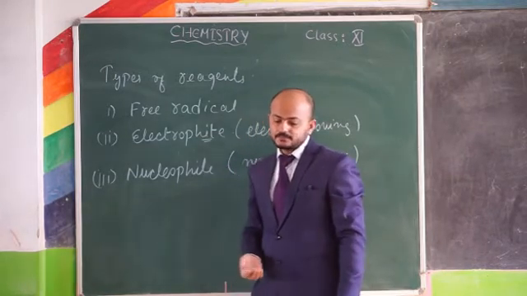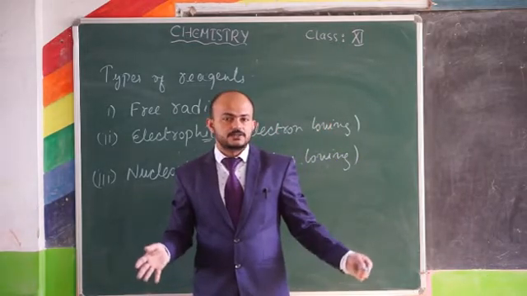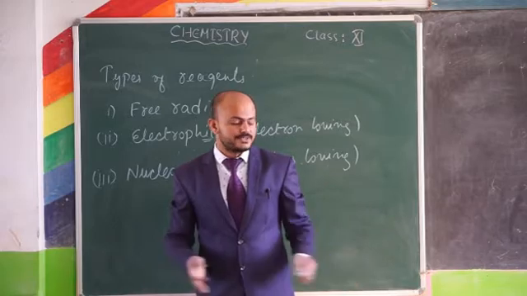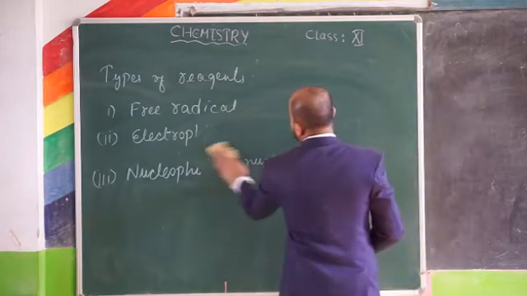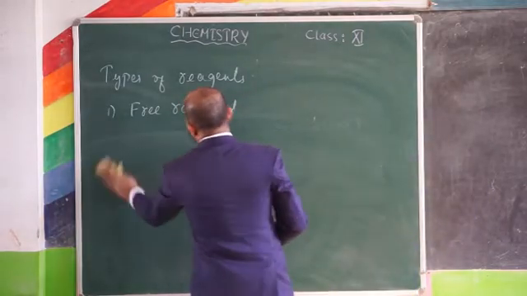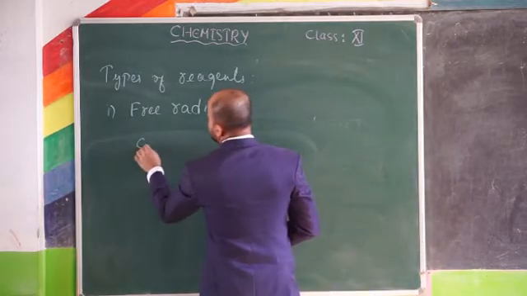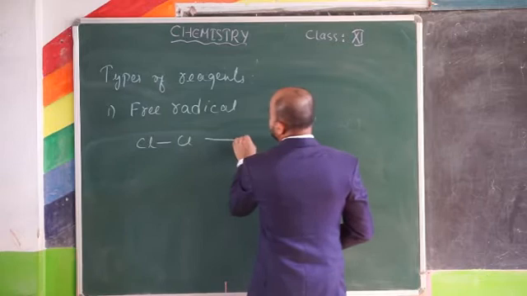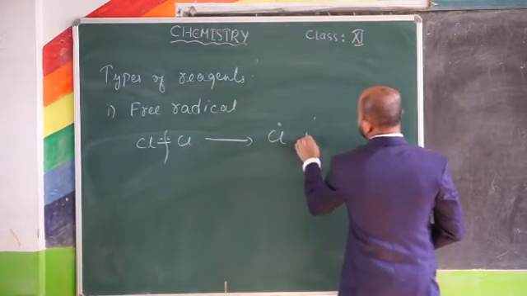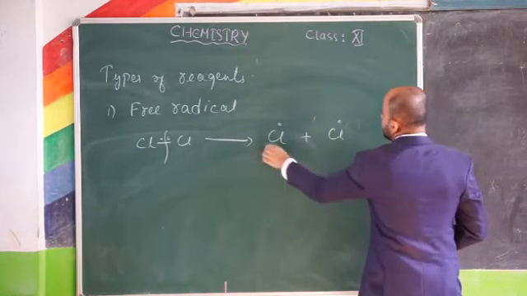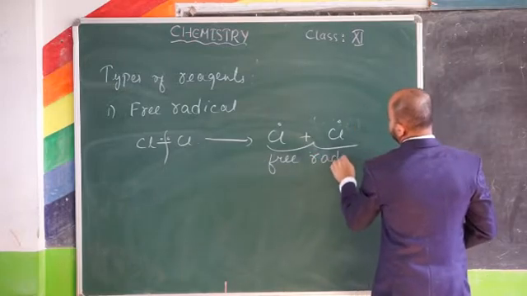Okay? So first of all, let's discuss free radical. A free radical you obtain by homolytic bond fission. So whenever there is homolytic bond fission, say chlorine is present with chlorine, and the bond has broken in such a manner that you have a chlorine with one electron and chlorine with another electron. Then these are free radicals.